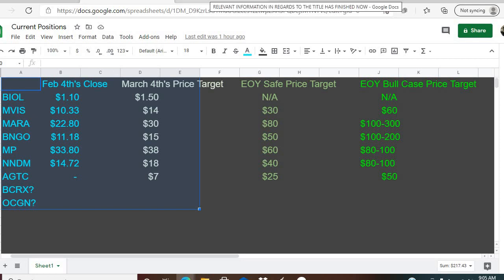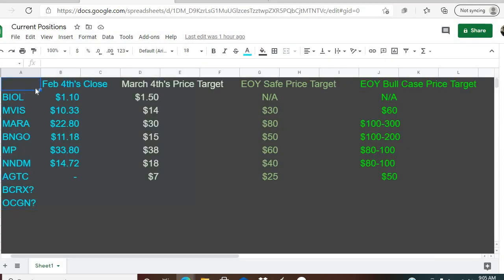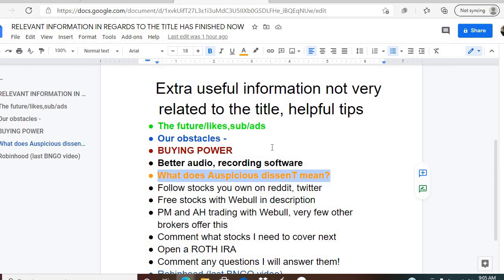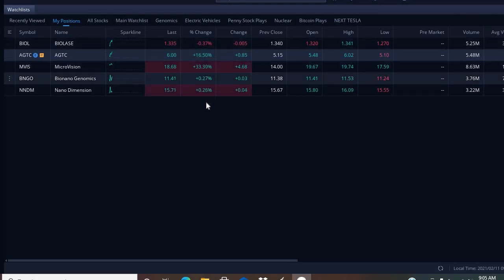I've heard people call what I do gambling. I strongly disagree with that. You've seen why. You've seen my price targets being hit a lot of the time, and we're not even a fourth of the way to March 4th, I believe, or we might be a third of the way, but we're not that close, and we've already hit most of these. We've almost hit BioLace, we've hit Microvision. Actually, I think we have hit the end of your safe price target. Let's check real quick.